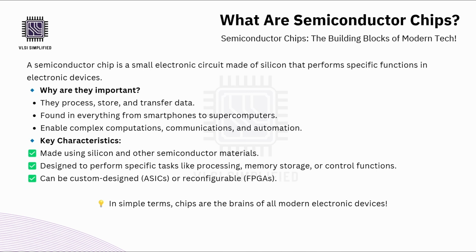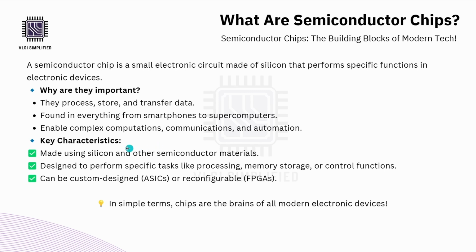But what makes them so special? Why can't we use regular electrical circuits instead? Well, the traditional circuits are big, bulky and not very efficient. But what about semiconductor chips? They are tiny, fast and incredibly powerful. They are built using silicon and other semiconductor materials, which allows them to control electrical signals in a highly efficient way.